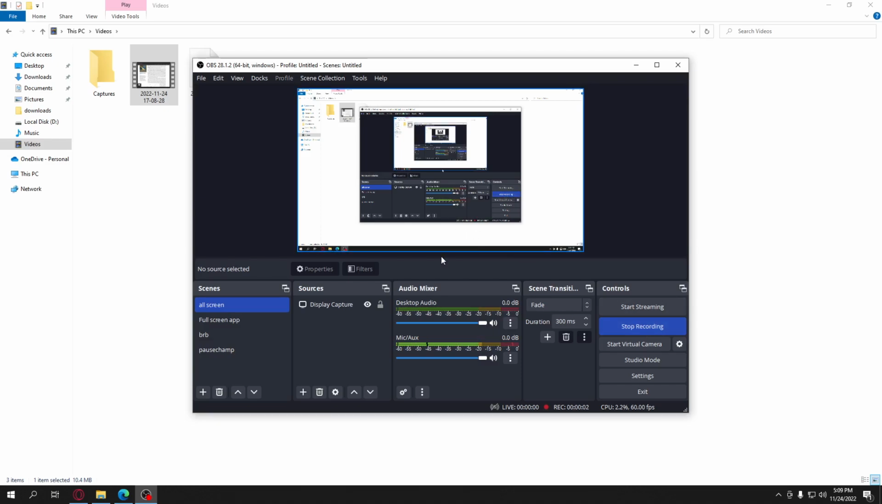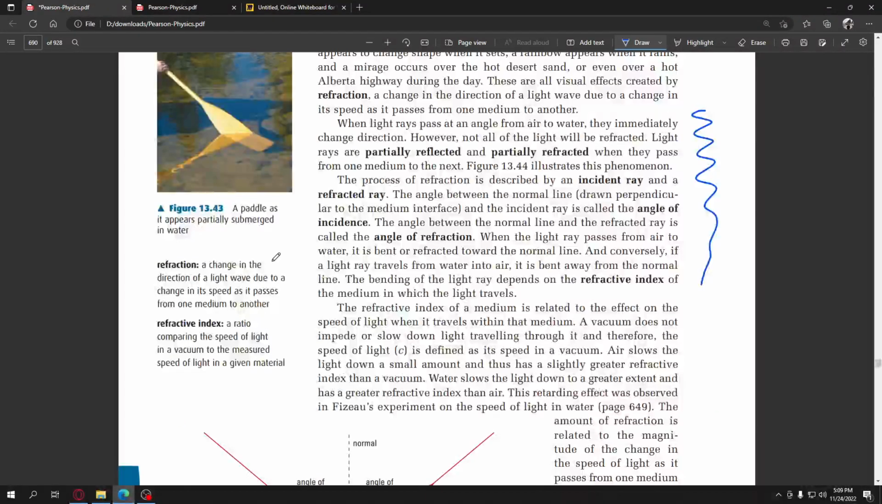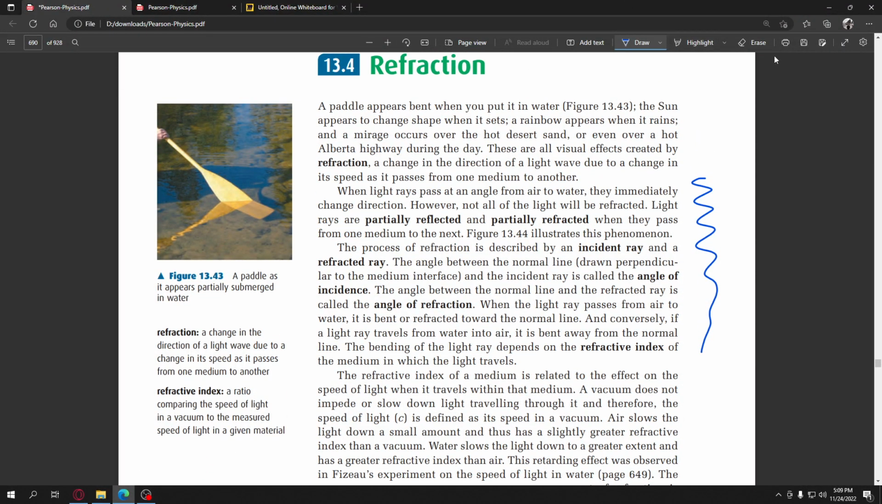Okay, hello. So let's get on with the class. We're gonna start here. We've already done reflections pretty much completely for our unit test. So here we're gonna start at refractions.